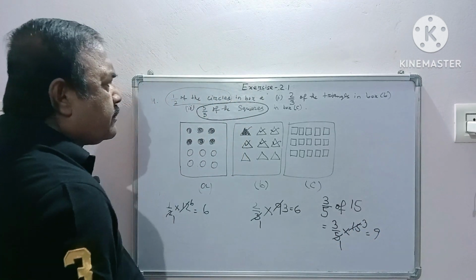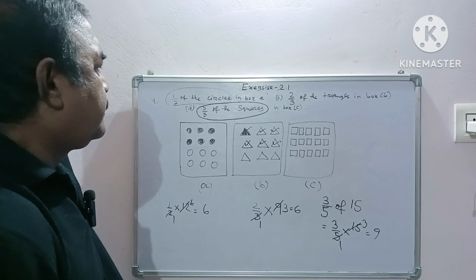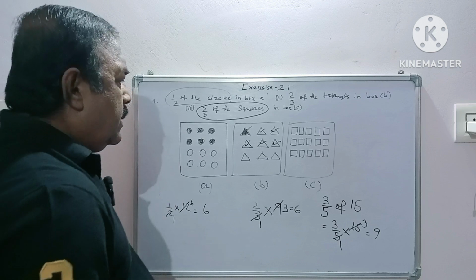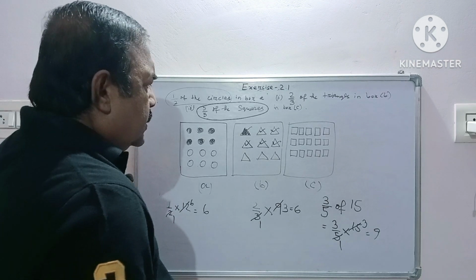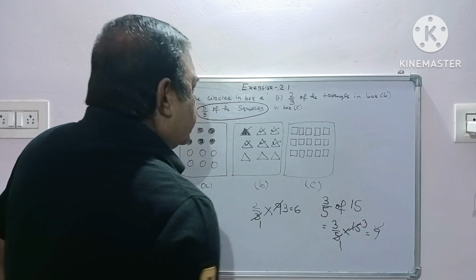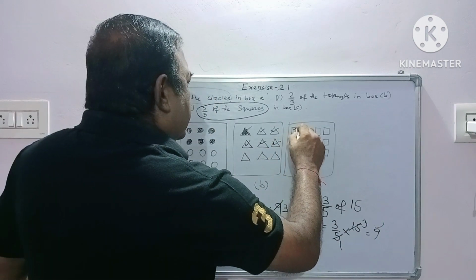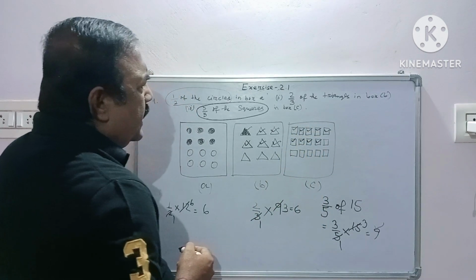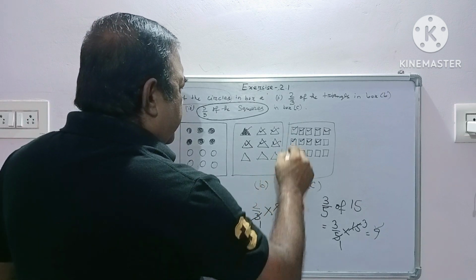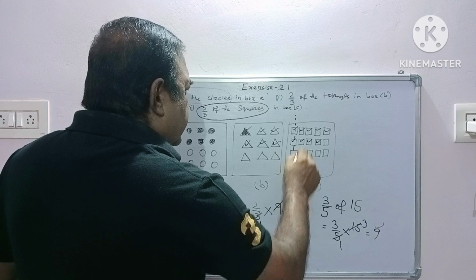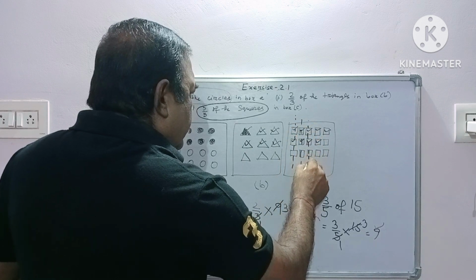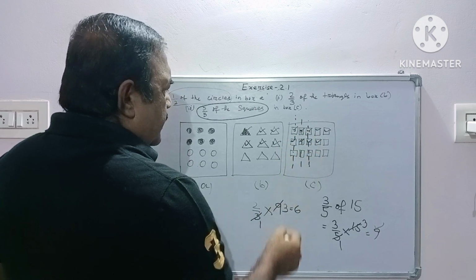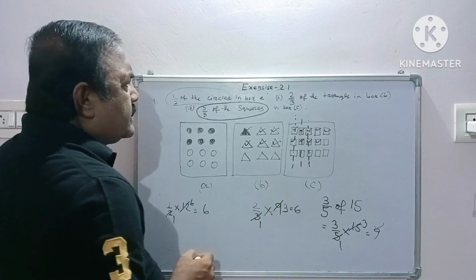So I have to, what to do here? Take 3 upon 5. So I have to set 9 squares. I may select this 1, 2, 3, 4, 5, 6, 7, 8, 9. I may do like this, or I may do like this. If you go column wise, then you may take like this one, and in this column. So 1, 2, 3, 4, 5, 6, 7, 8, 9. So 9 squares you will have to set.